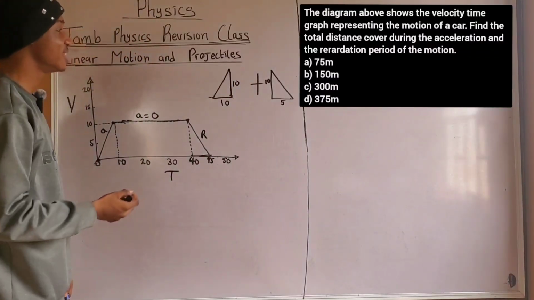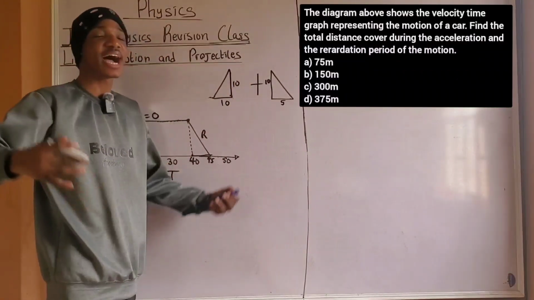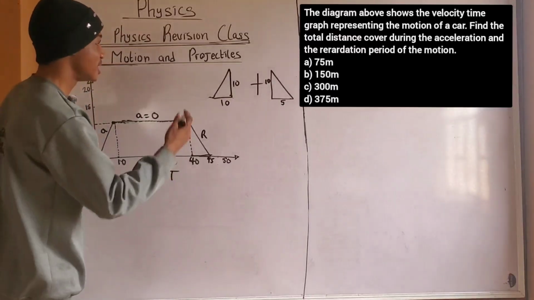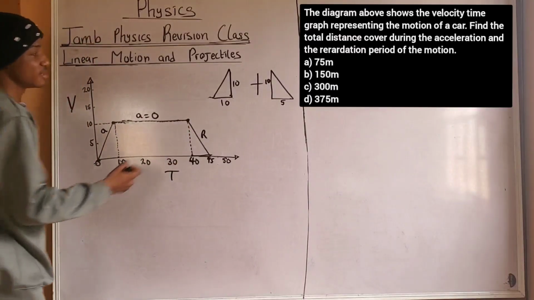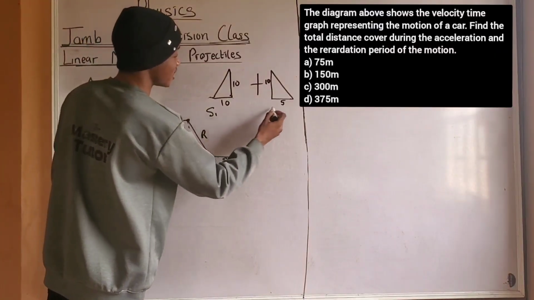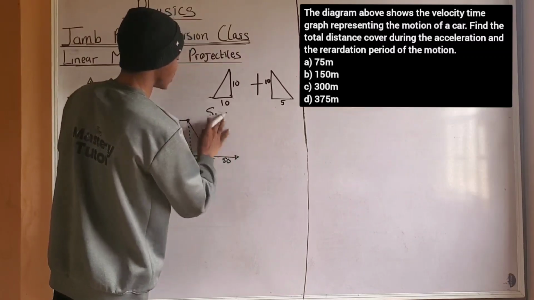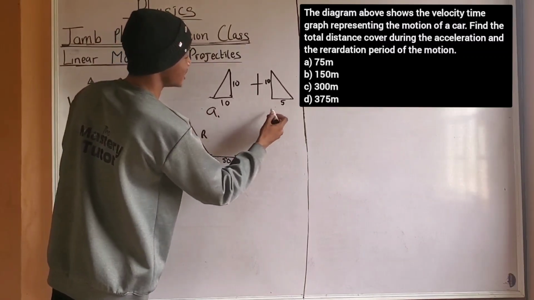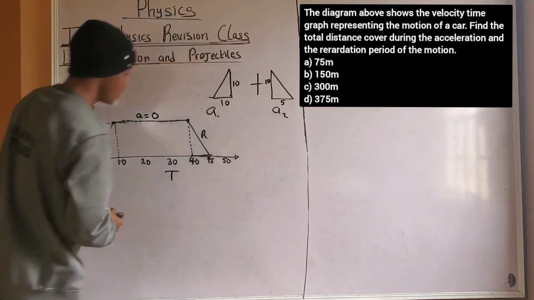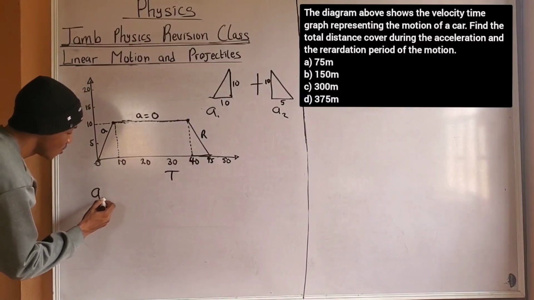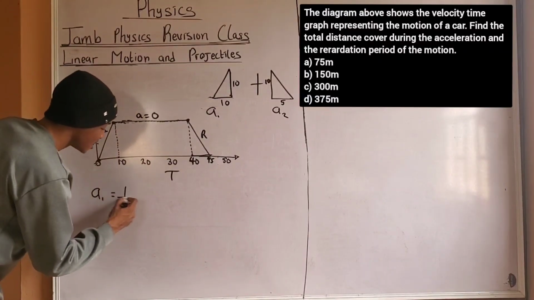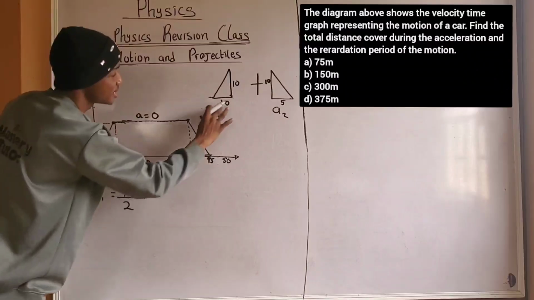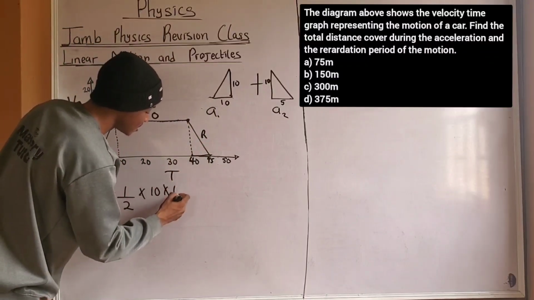Now, let us calculate the area of both triangles, then add them together. Let's start with the acceleration. Let me call the area of the acceleration A1 and the retardation A2. Area of the first triangle, A1, equals half base times height, 1 over 2 times the base, which is 10, so I'm going to have times 10 times 10.